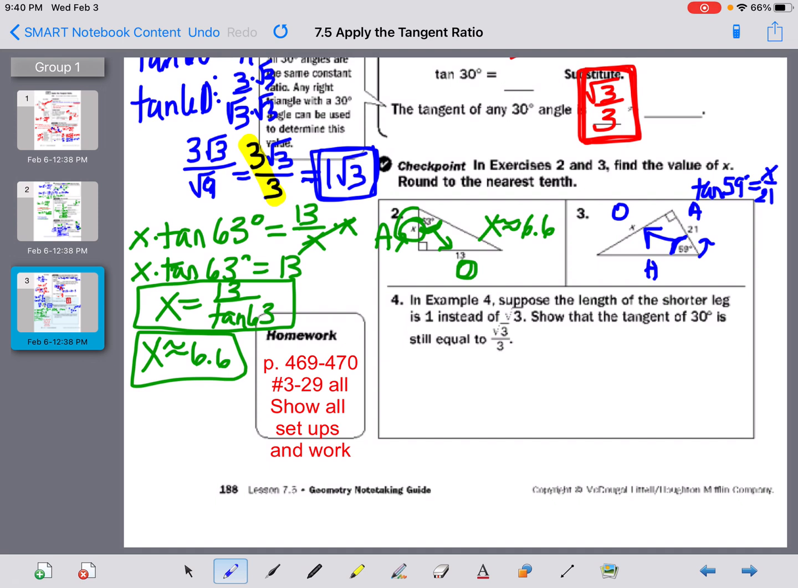So my x is in a good spot, but I need to get it by itself. What's connected to x right now? 21. What do I do to move 21? It's being divided by 21, so I do the opposite, and I multiply by 21. I have to multiply both sides by 21 to keep my equation equal. The 21s on this side cancel, and I'm left with x. And on this side, I get 21 times tangent 59.